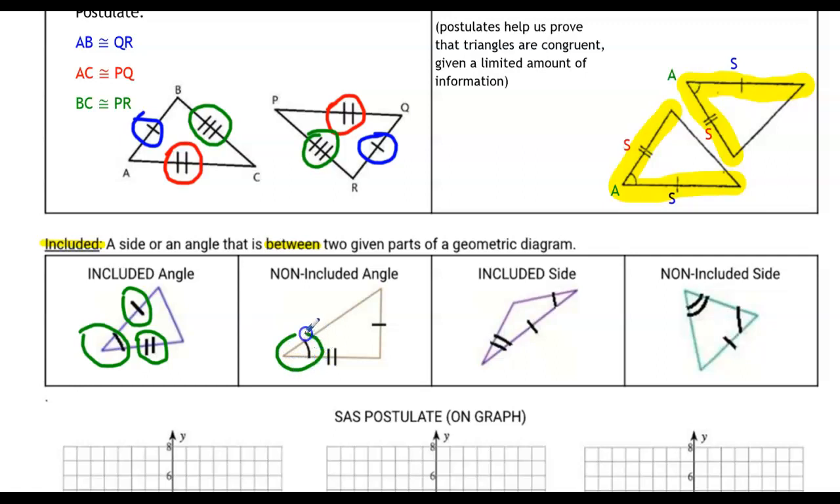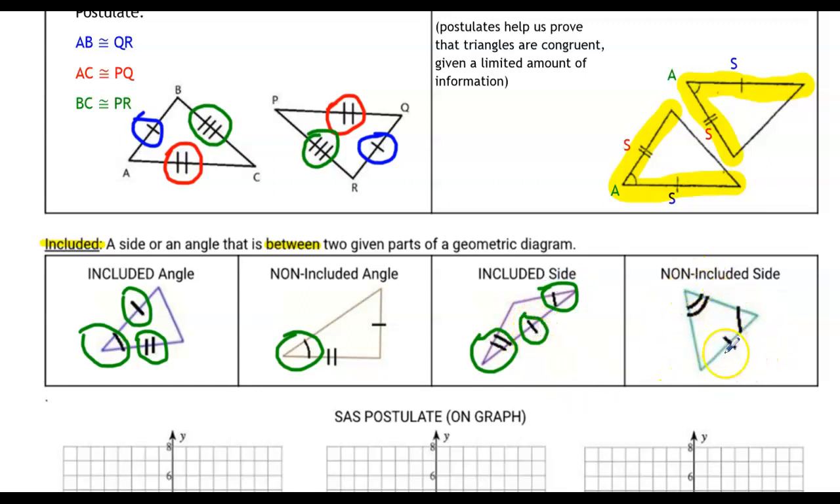It's not included because it's not between these 2 sides. It's not where those 2 sides join up. We call this side the included side. We're calling it an included side because it's between these 2 given angles, this angle here and this angle here. See how the side is in between those 2 angles?